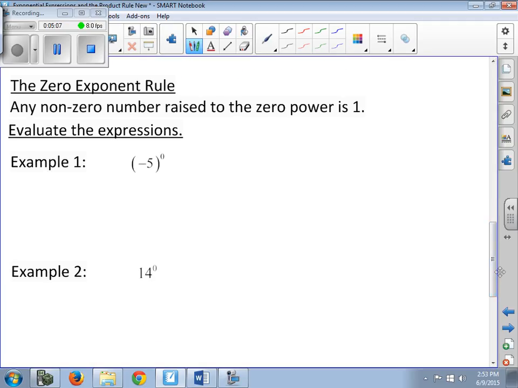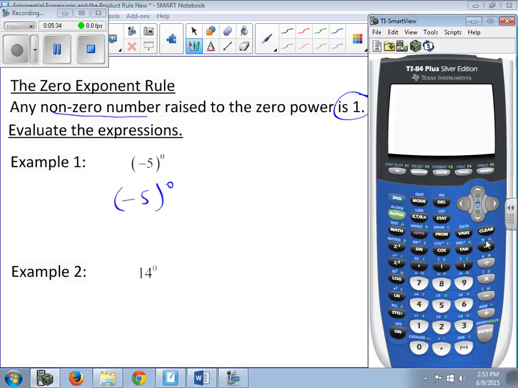Okay. The zero exponent rule. Any non-zero number raised to the zero power is 1. Example 1, negative 5 raised to the zero power. Now notice that this one is in parentheses. So when you type it into the calculator, you want to make sure that you type in parentheses. Negative 5 with parentheses raised to the zero power, and you see that's equal to 1.